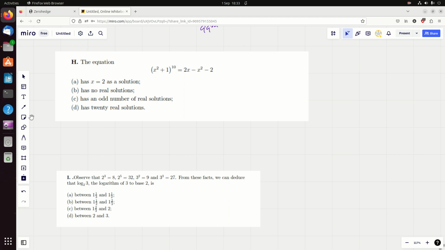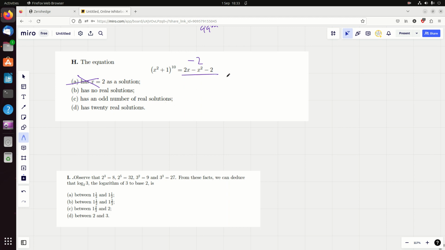Okay, what about this one? Okay, this equation has how many solutions basically? It has an odd number of real solutions, 20 real solutions, no real solutions, or x equals 2 as a solution. Well, it never hurts to rule things out here. If I plug in 2, I get 4 minus 2, so I get negative 2 on that side, and nothing to the power of 10 ever equals negative 2, so it can't be that, can it? Okay.